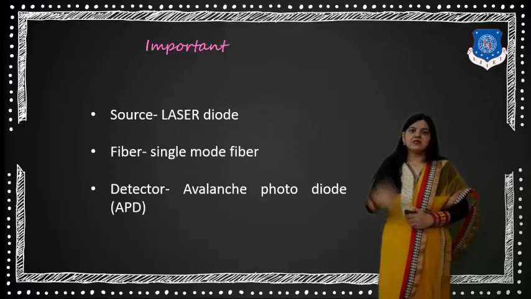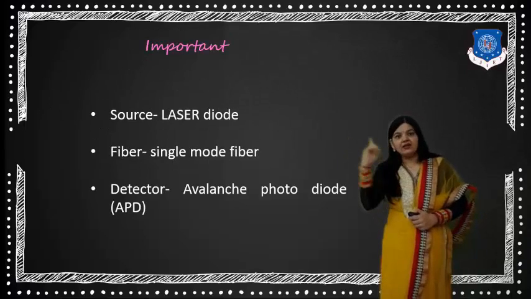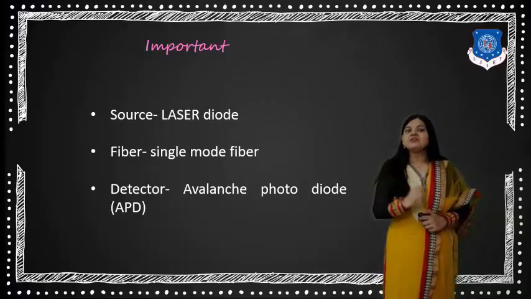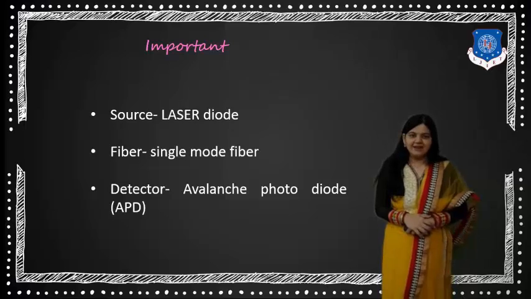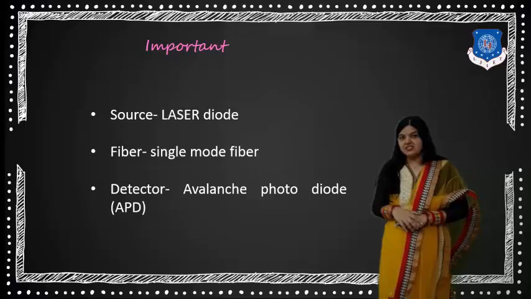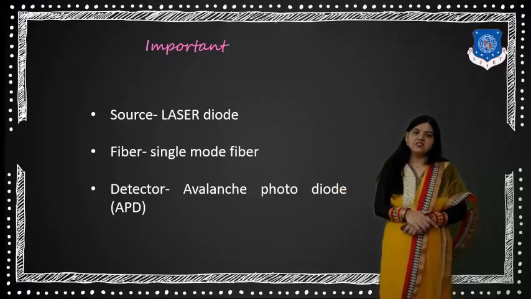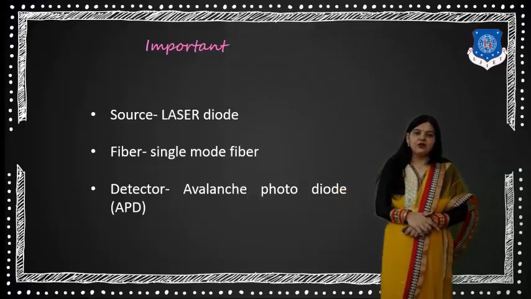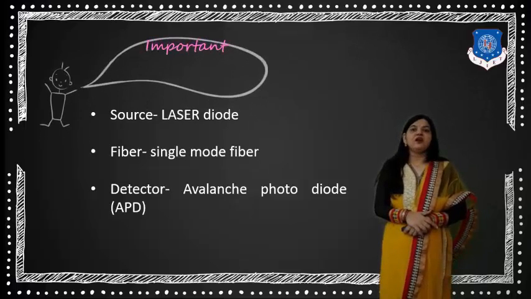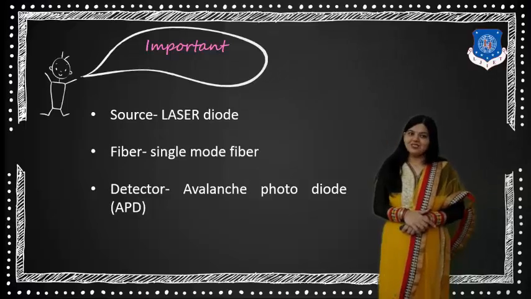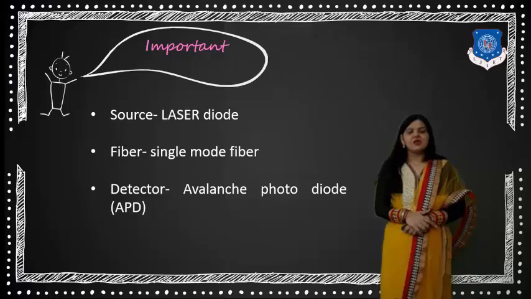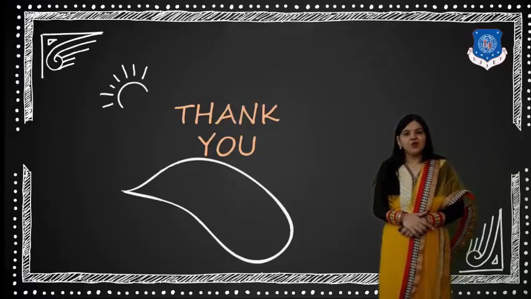So for the source, instead of the LED, go for the laser diode. Instead of multi-mode, go for the single mode fiber. The PIN detector was used in the case of short distance. In the case of long distance, the avalanche photodiode (APD) can be used. So this way the elements can be used, and it also depends on the distance to be covered in the case of communication.